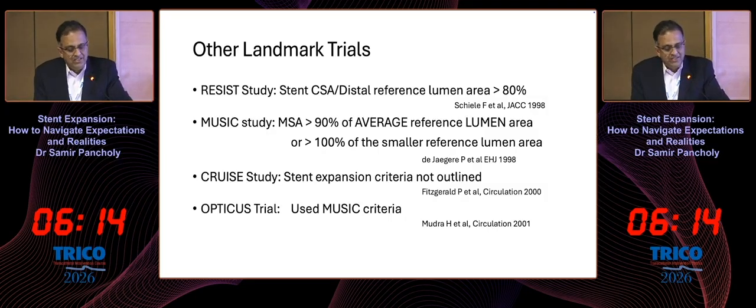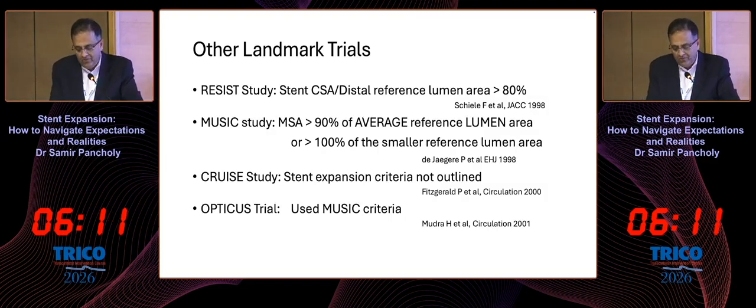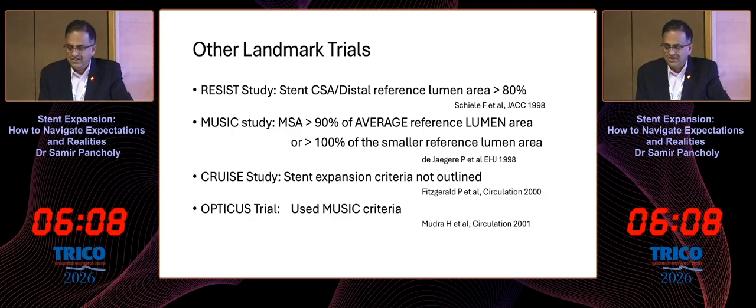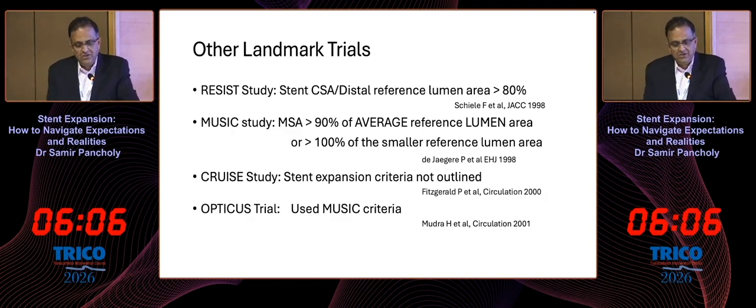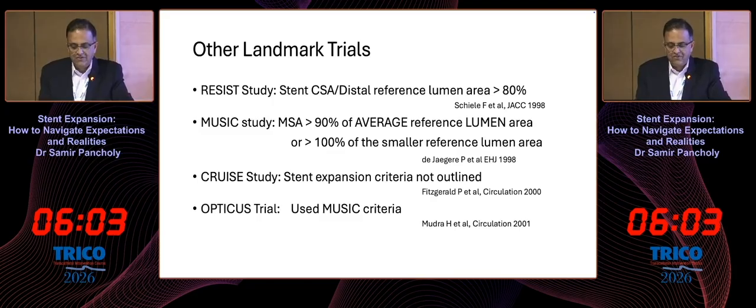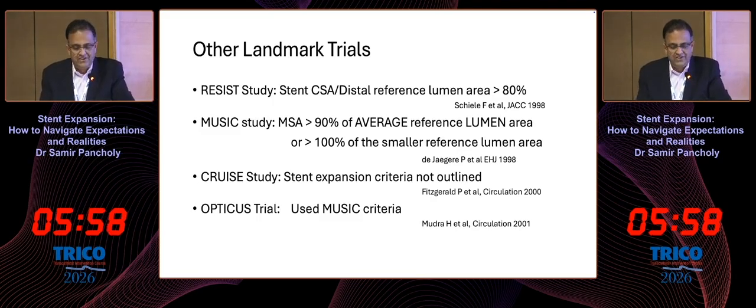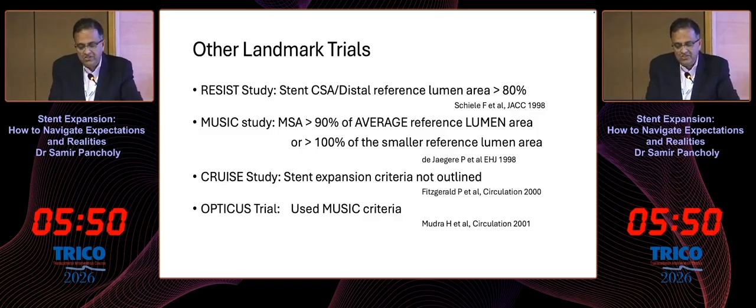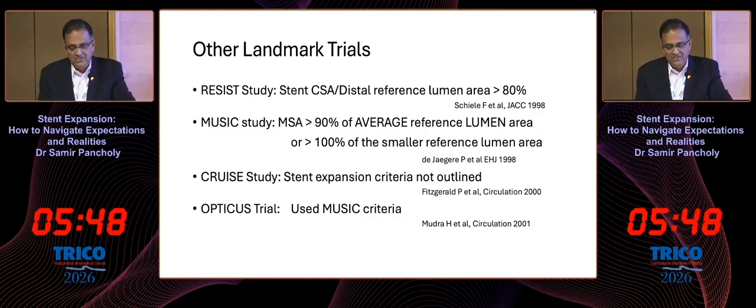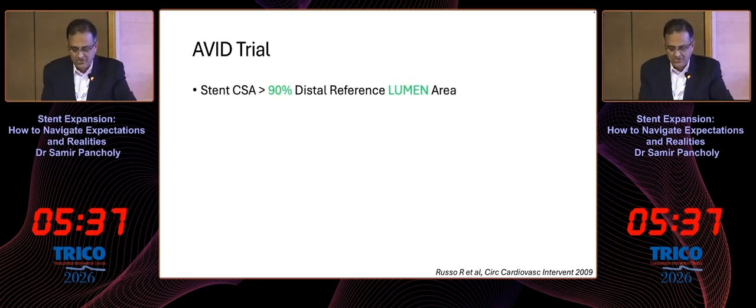Then came the phase of studies where the landmark trials were done. The problem with most of these were they were done with bare metal stent. The RESIST trial, the MUSIC study, the CRUISE study, the OPTICUS study, et cetera, from the late 90s to the early 2000s. And they all used relative expansion metrics. Relative expansion metrics means the percentage of a reference lumen area or vessel area was used. And again, you can see there are a smattering of percentages, 80%, 90%, 100%, no consistent standardization anywhere. And they were all bare metal stents, so kind of not of use to us.